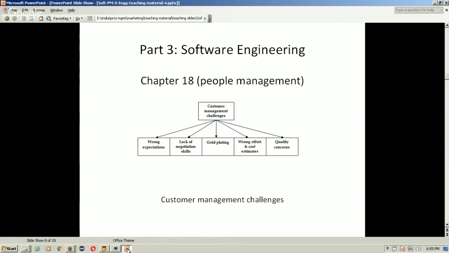Then gold plating. So many project teams do gold plating. That means they try to give more than what was required from the customer side. It is not a good practice, because doing that will involve time and cost. If something is not required by the customer, then why should the project team members spend time on doing that? So it should not be done.